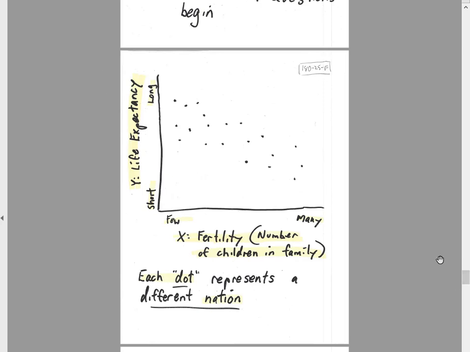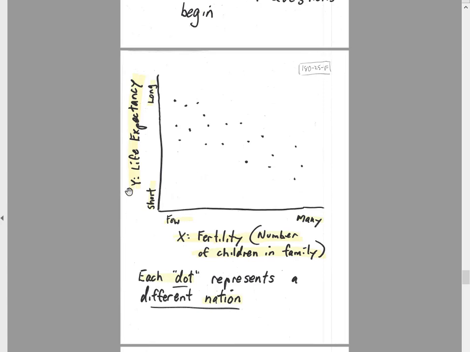In these scatter plots, the x variable is fertility, the number of children in a typical family in the nation. The dots in this scatter plot do not represent individual people as they typically do in psychology research. Instead, a dot in the scatter plot is going to represent a nation. This is a nation. This is a different nation.